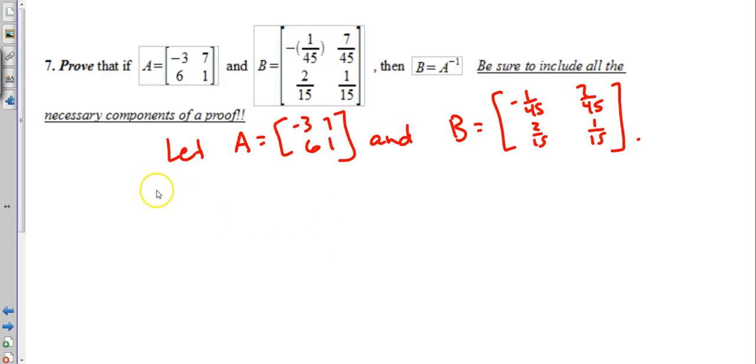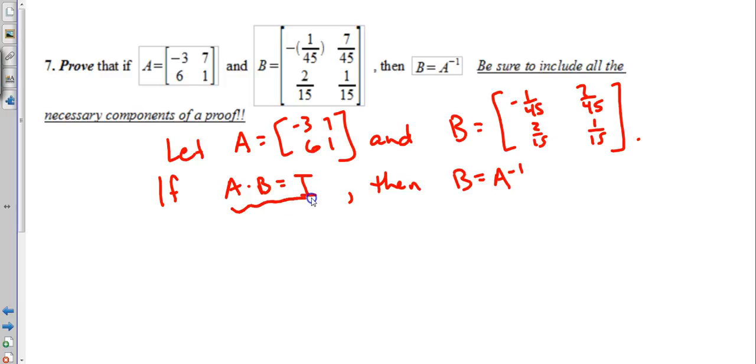The next step is, we know that if A times B equals the identity matrix, so when we go through and do matrix multiplication, if it equals the identity matrix, then B is the inverse of A. So this is what we're going to try to show. If A times B equals I, then we've proven that B is the inverse of A. So that's all we're really going to do, is we're going to say A times B.